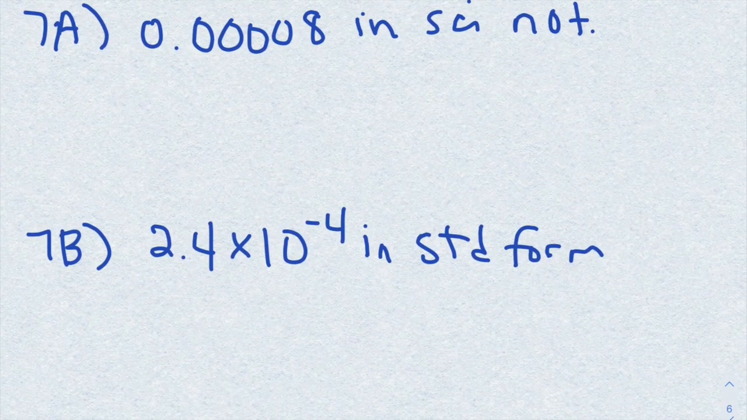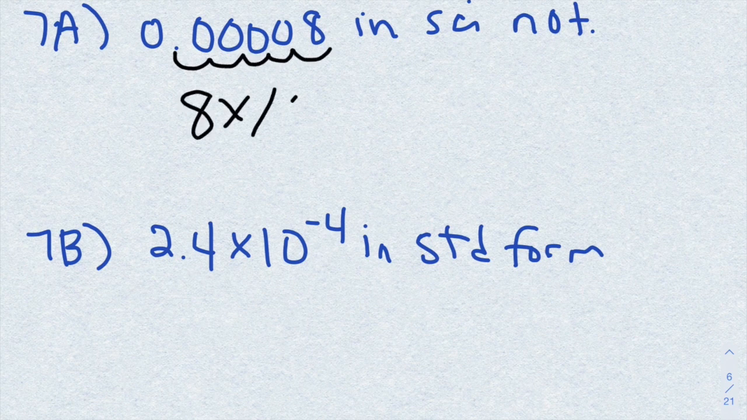Right, next question. I need to write this number in scientific notation. So I'm going to do my loops. 1, 2, 3, 4, 5. 8 times 10. Here's the tricky part. Make sure you have a negative 5 because I moved it to the right. So make sure it's not positive, it's negative.